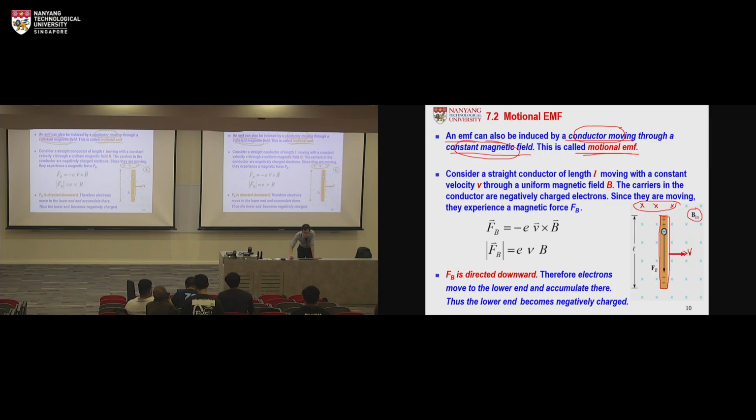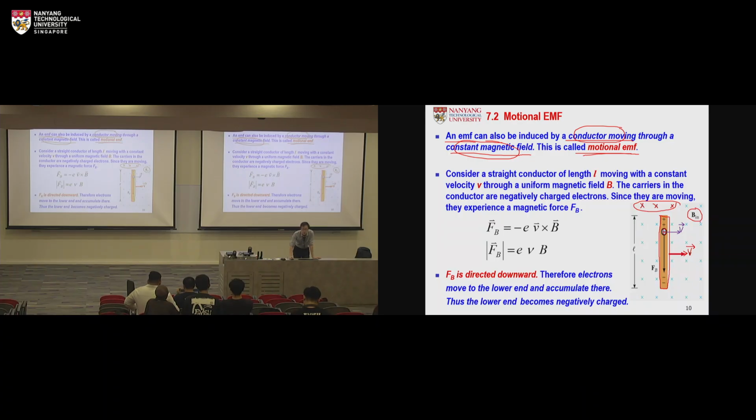And you have a free electron. Let's say if you look at this electron, if this entire conductor is moving with this velocity v, then effectively this electron itself must also have the same velocity v, right? So now you have a moving electron inside a magnetic field B.